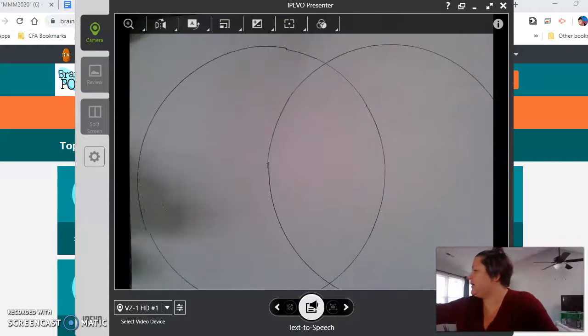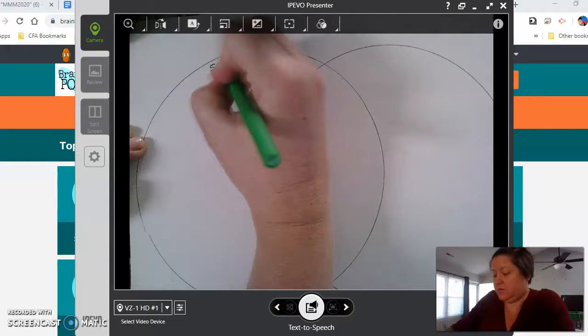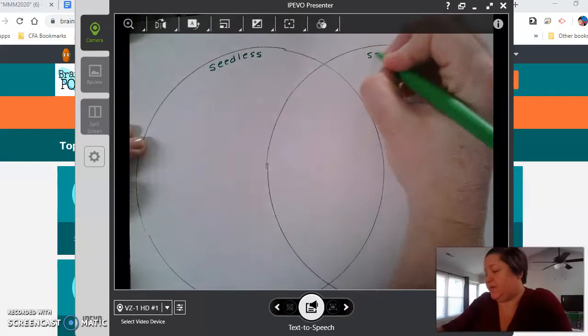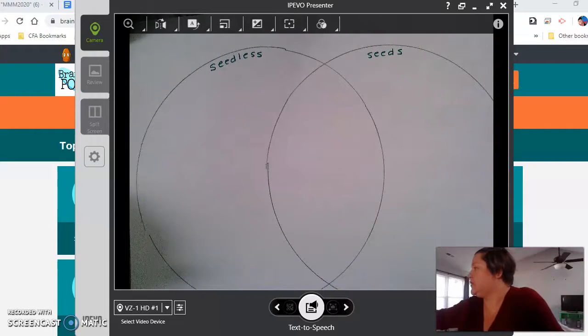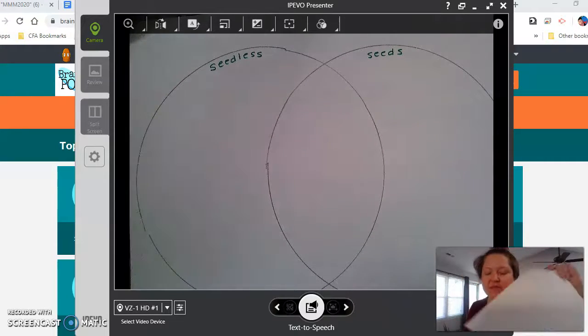And I'm going to separate it into seed plants. Well, we'll do seedless over here, I guess. And then my seed plants over here. And that means that stuff that ends up in the middle is going to be things that they both have in common. So after listening, I think that might be the easiest place to start.